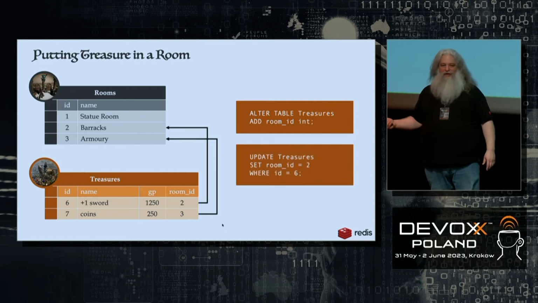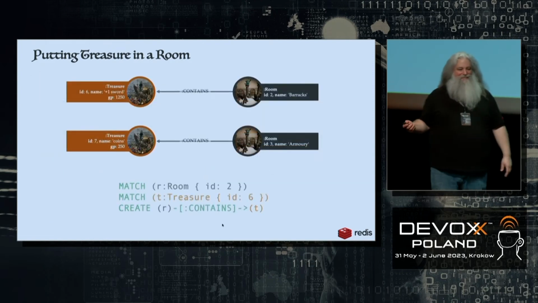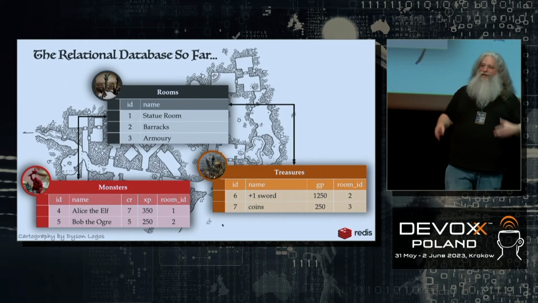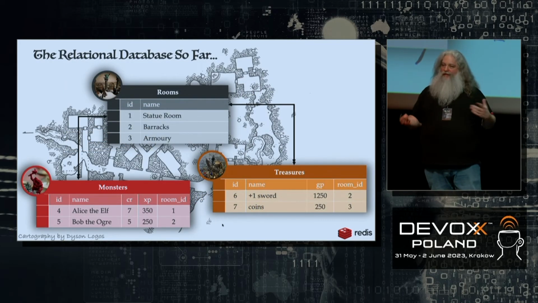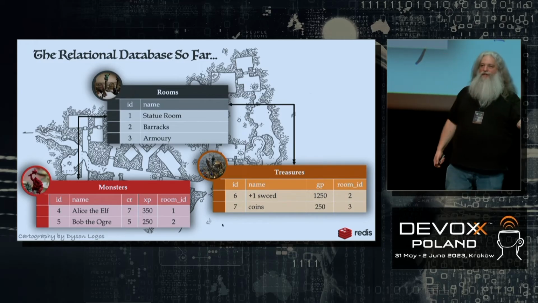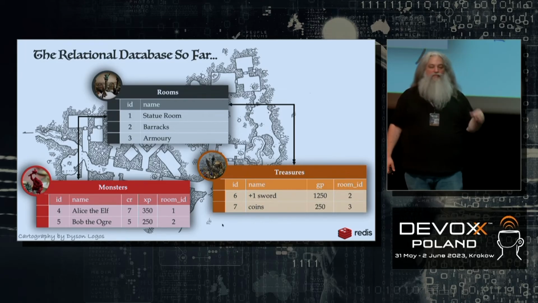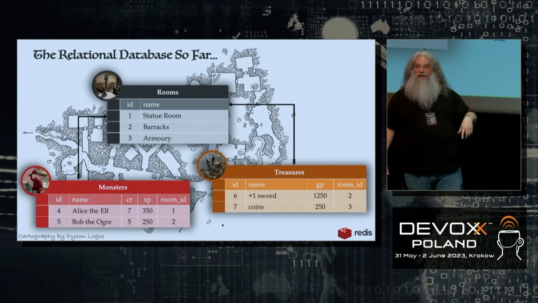I couldn't not do them all. I'm a little bit of a completionist. Same way for putting a treasure in a room. And so now that we've put monsters in rooms with a relational database, we've got a very classic looking structure here. We've got a room table, and there's one-to-many relationships to monsters and one-to-many relationships to treasures.